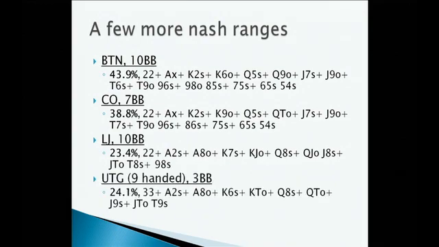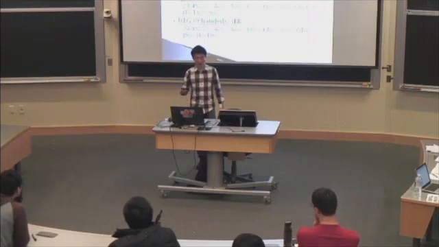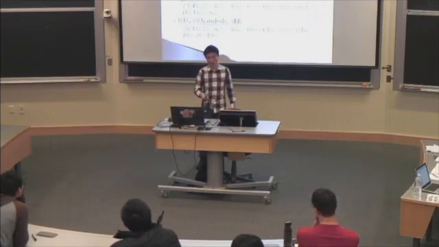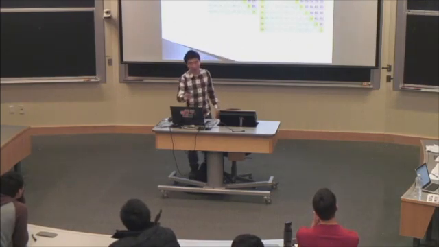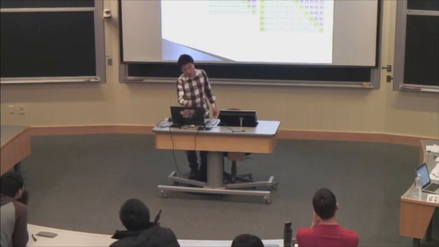But it's still nothing, not nothing. So under the gun, 9-handed with 3 big blinds, it's actually pretty high. It's 24.1%. Okay. So you can go look at those on your own. You can also calculate on your own in certain websites. And yeah, so this will roughly give you an idea of the shape of the graph.